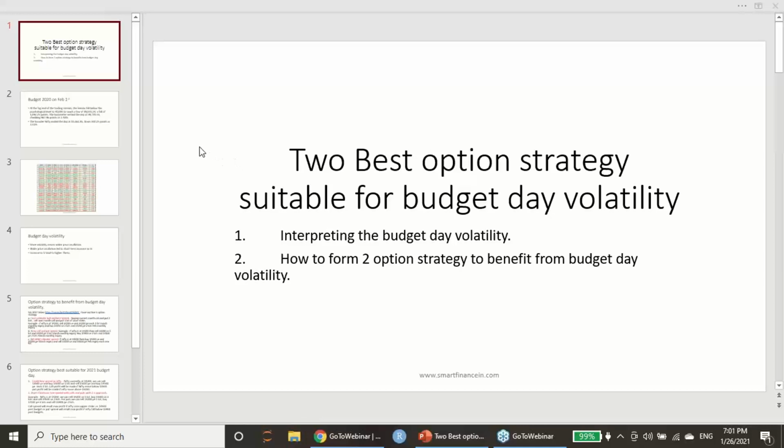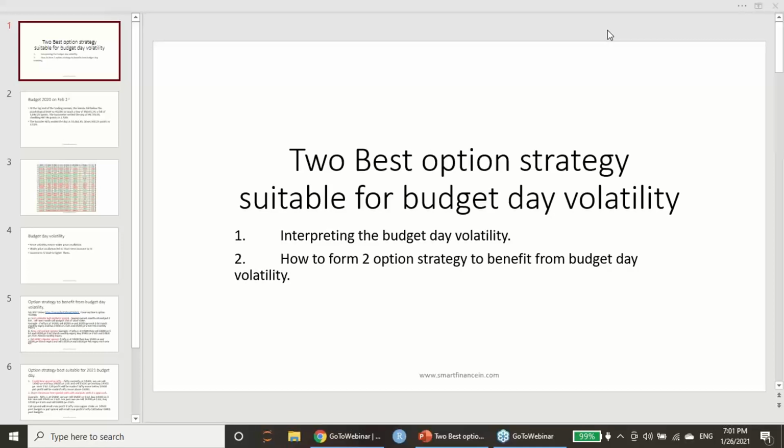And today the subject of our discussion is two best option strategies suitable for the budget day volatility. This particular event we normally hold every year before the budget, under a different topic name. Every year before the budget session we hold such kind of events.